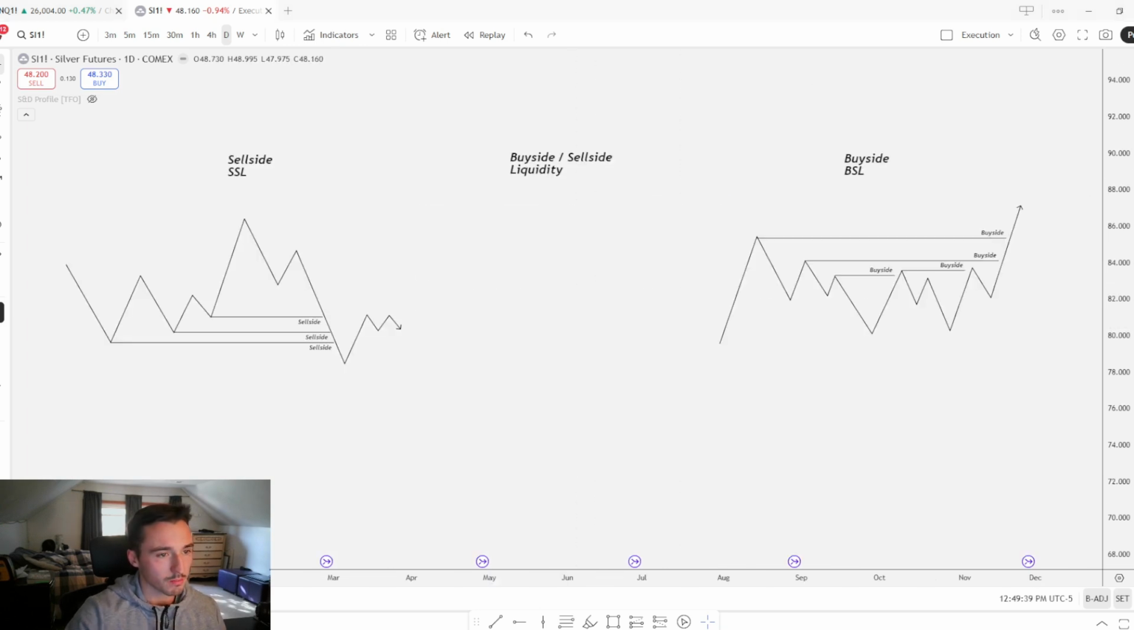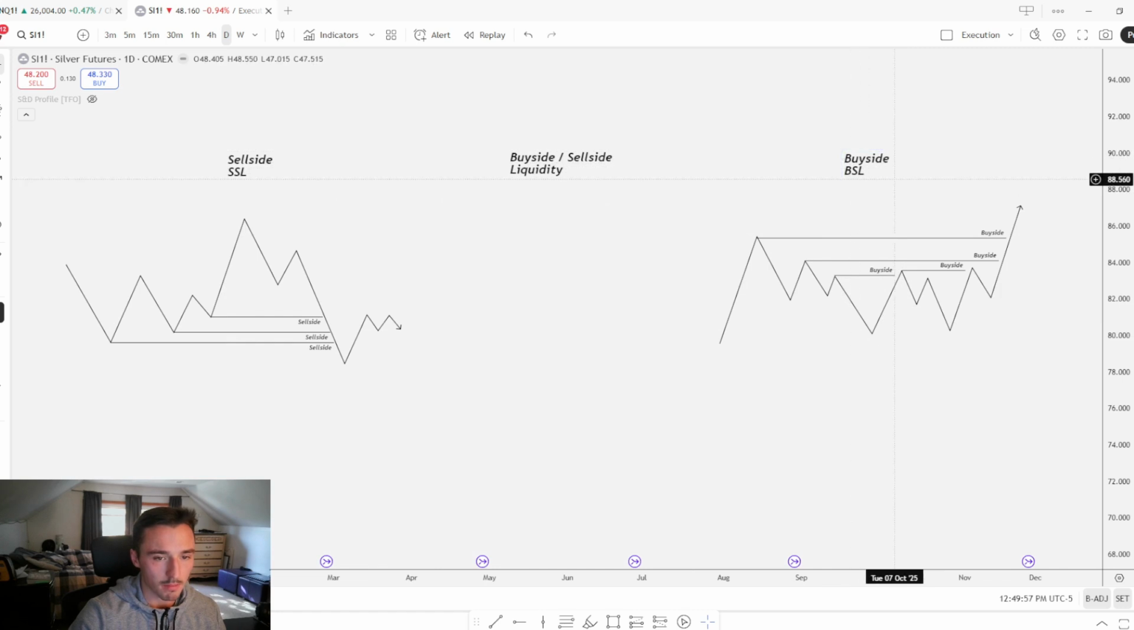So if I'm going to show you a depiction of buy side and sell side liquidity, over here to the left, we have our sell side liquidity. All right, so below these swing lows right here are going to be your sell side liquidity marks, right? So all it is, you're looking for these swing lows and you're marking them off for your sell side liquidity.